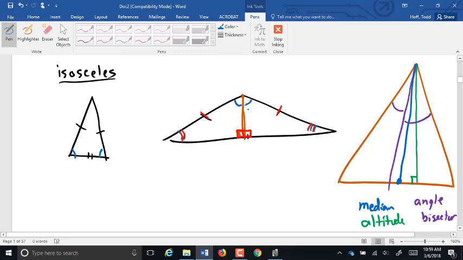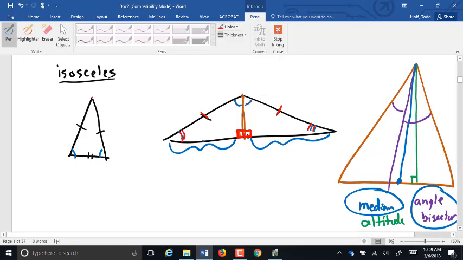But this side being equal means that those two triangles are equal triangles, which means a couple of things. We know that that angle and that angle are equal. So that altitude is also an angle bisector. We know that this piece of that triangle and this piece of that triangle are the same, which means that altitude cuts that side in half. It is also a median.